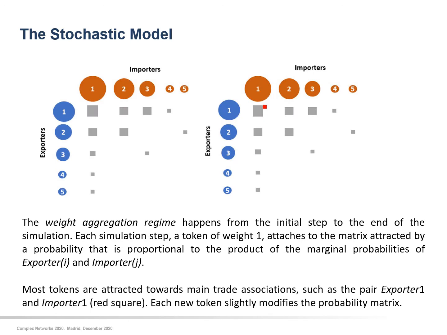The weight aggregation regime happens from the initial step to the end of the simulation. In each simulation step, a token of weight 1 attaches to the matrix, attracted by a probability that is proportional to the product of the marginal probabilities of exporter and importer. Most tokens are attracted towards main trade associations, such as the pair exporter 1, importer 1, this tiny red square. Each new token slightly modifies the probability matrix.